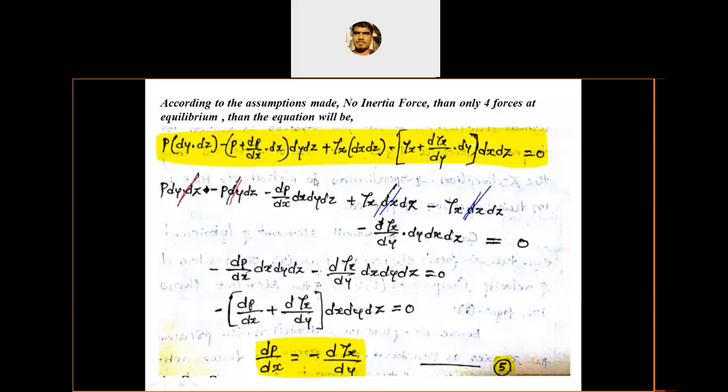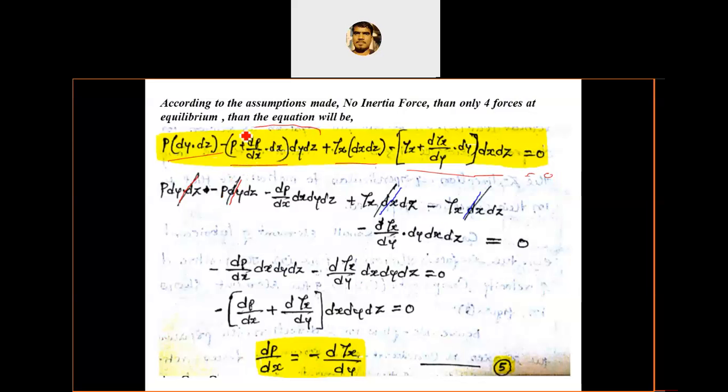Then we equate all of these into one equation. First we write them according to their directions. If the force is moving towards the right, it is positive. If it is moving towards the left, it is negative. Based on that we equate. First the right hand side, then the left hand pressure, and the shear stress on the top and on the bottom, is equal to 0. Equilibrium means it is in the equilibrium state.